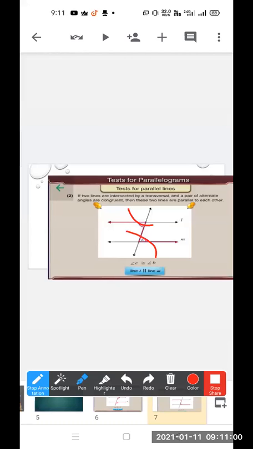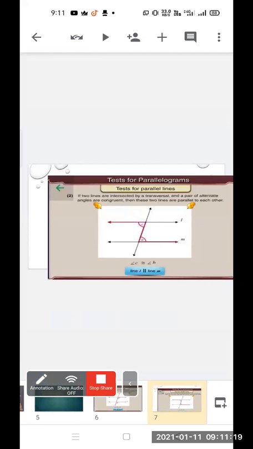Is it clear? Similarly, here also they are alternate angles. Here also a Z is formed like this. So also you can remember this test by the Z test. So if these alternate angles as well as corresponding angles are congruent, then only we can say that the given two lines are parallel.